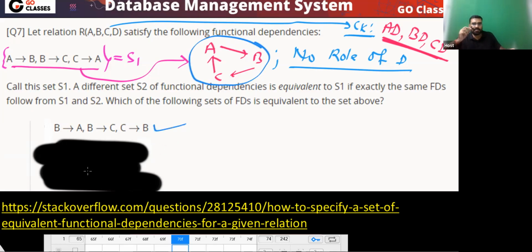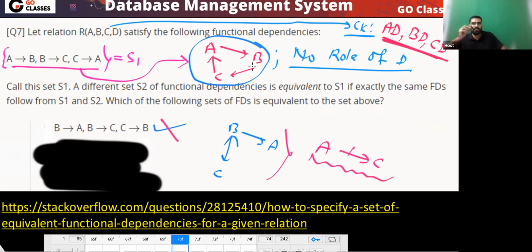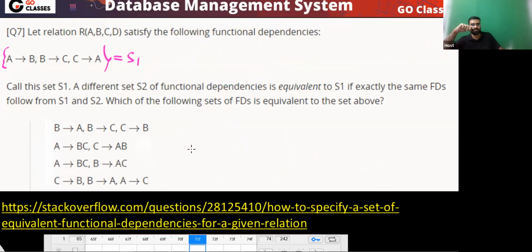Same thing happens here. B can determine A, B can determine C, and C can determine B. So can you notice A cannot determine C, right? Yes or no? A cannot determine C. So this is not equivalent because A cannot determine C. So this option A is not equivalent. What about the next? A cannot determine C, so this is not equivalent.